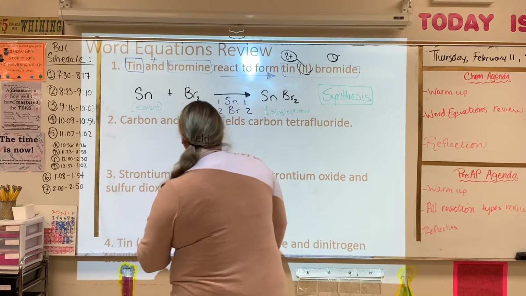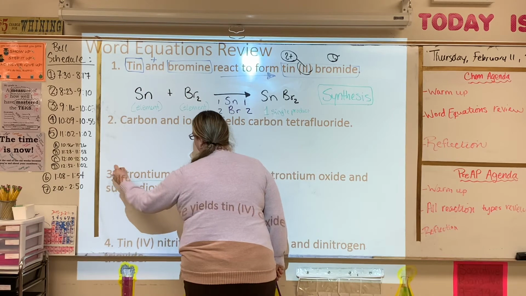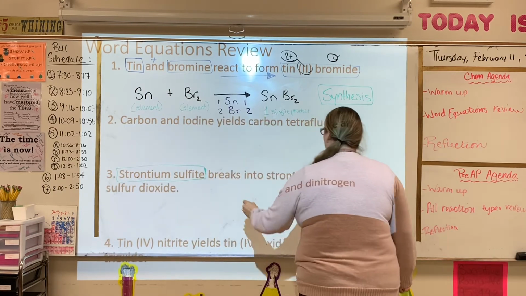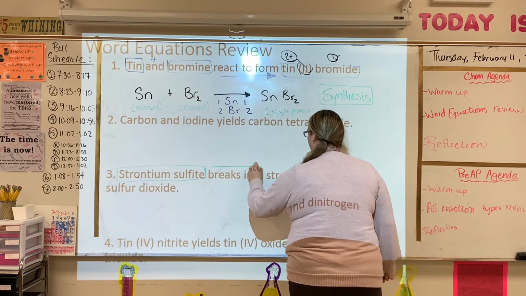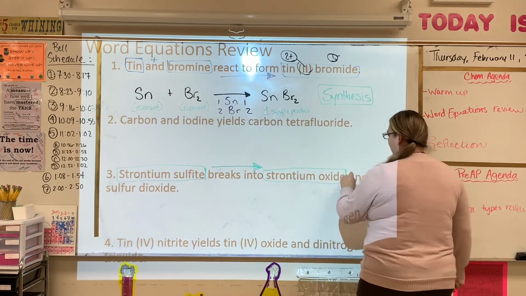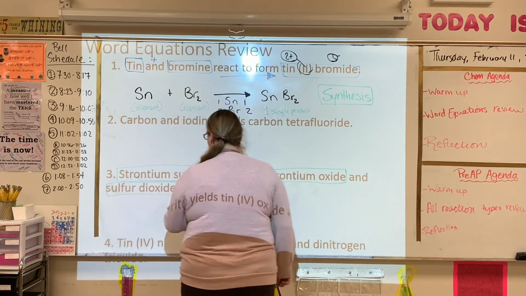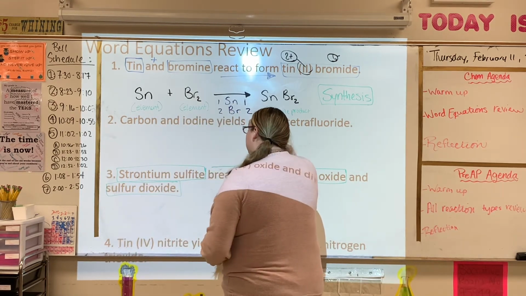Let's not look at the second one. The second one is incorrect. All right, strontium sulfite breaks into, so that's our arrow, strontium oxide and sulfur dioxide.